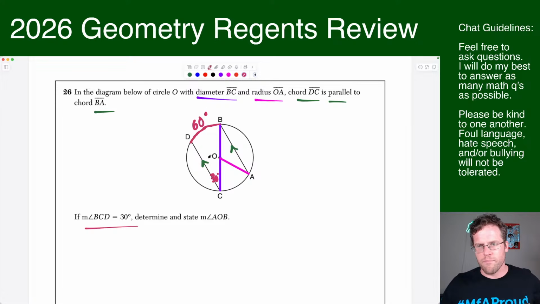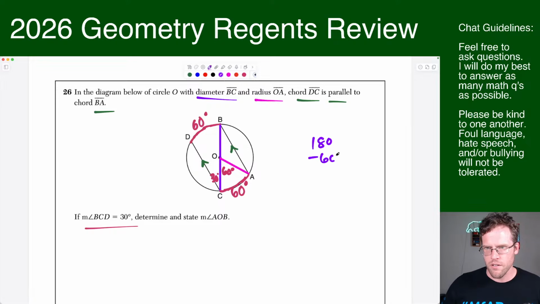But then parallel lines inscribe congruent arcs. So arc AC over here would also be 60 degrees. And that would tell us the measure of angle AOB. Well, if this one is 60, because central angles equal the arcs they intercept, the measure of angle AOB would be 180 minus 60, because this is a diameter, which makes a line.